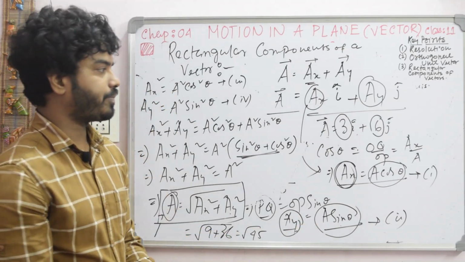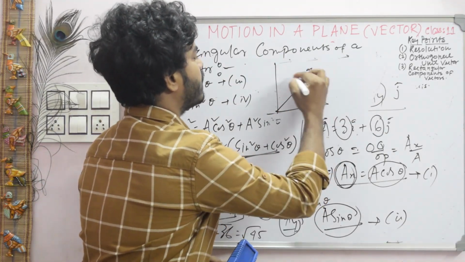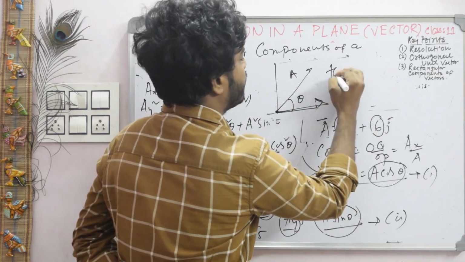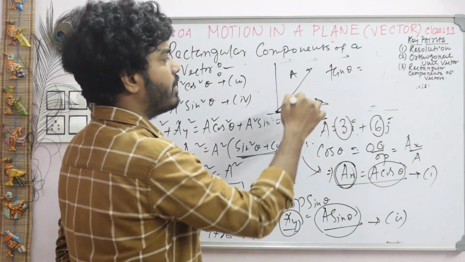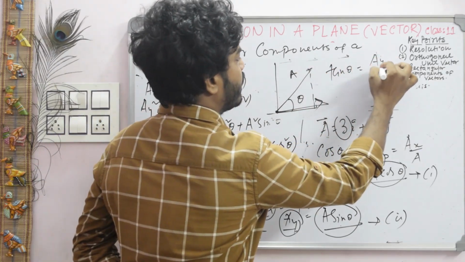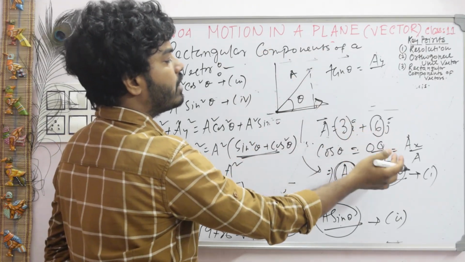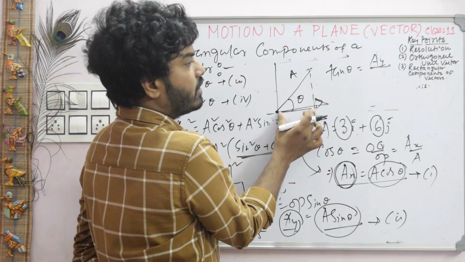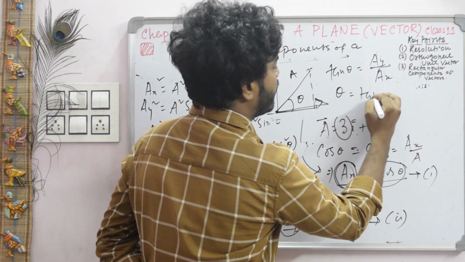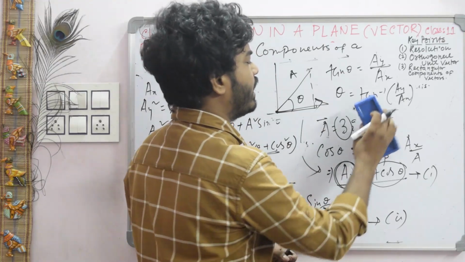Now the third part. This is our figure, and this is the resultant R. Suppose it makes an angle theta. Now you find tan theta. What is the formula of tan theta? Tan theta means perpendicular by base. This perpendicular is the vertical line, whose magnitude component is represented by Ay, and this base is the horizontal line, whose component is represented by Ax. So theta is equal to tan inverse of Ay by Ax. This is our formula for finding theta.